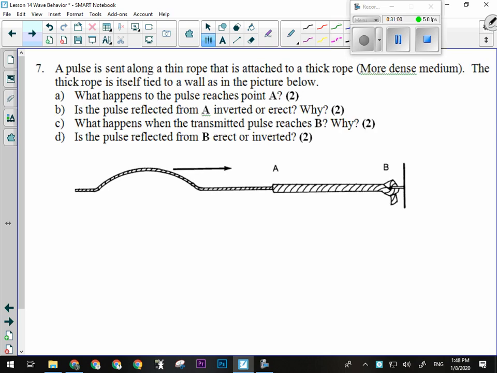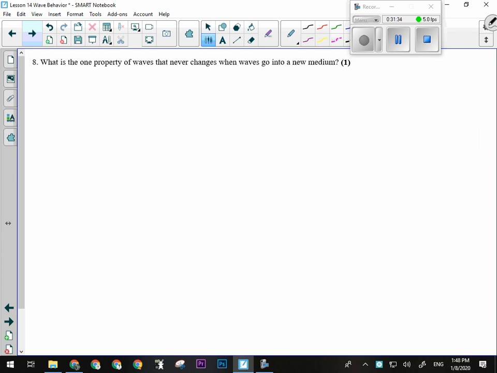Okay, for number 7, I've got a pulse on this rope, which is a light rope, heading to this heavier rope. All right? When the pulse gets to A, some of it will be reflected, some of it will be transmitted. That's what we have to remember. At any boundary, that's what happens. Now, is the reflected pulse going to be upright or inverted? Inverted. This is a heavier, more dense material, so the reflected pulse will be inverted. When the transmitted pulse gets to B, it will reflect inverted. The property of waves that never changes is frequency.